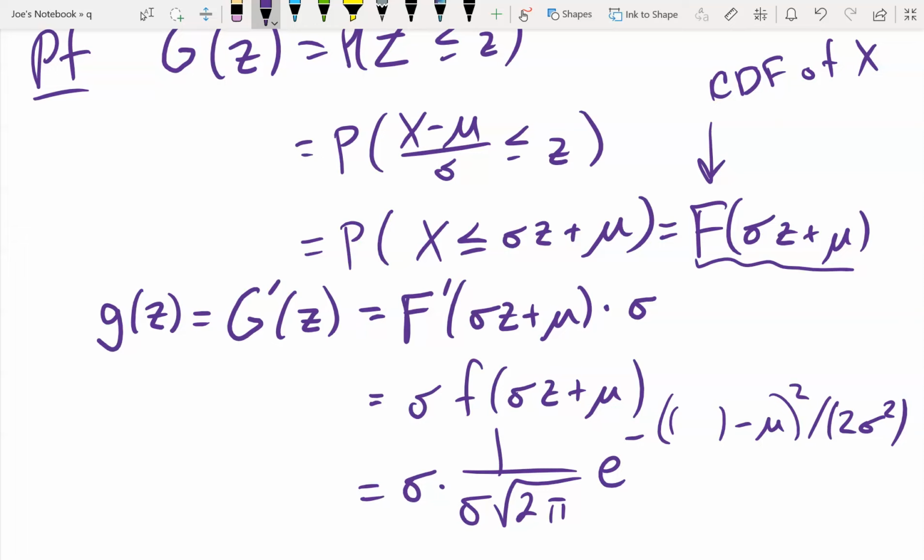What's going to go in for the X? The sigma Z plus mu. This was an X, right? In the PDF, this is an X, right? What has the X been replaced with? The sigma Z plus mu, right? It wasn't a trick question.